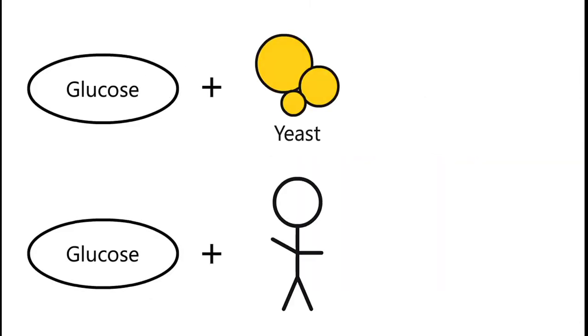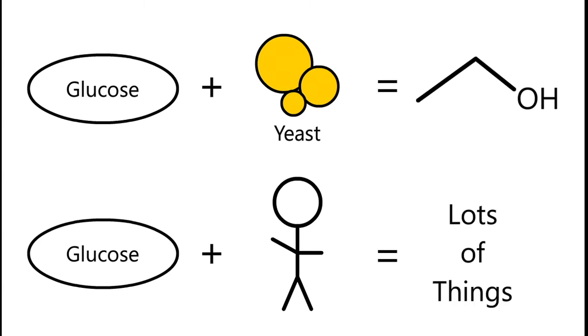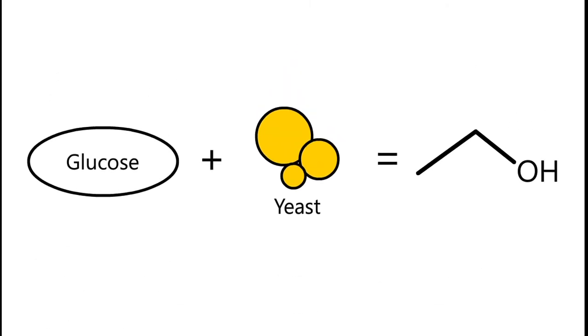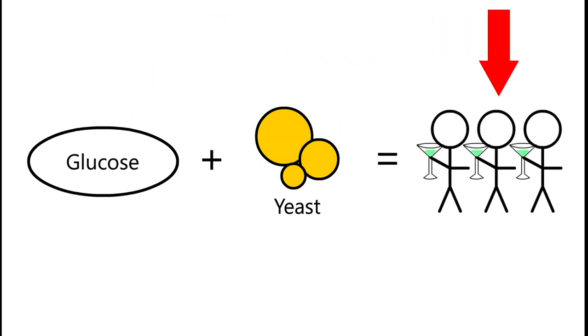Glucose is a carbohydrate that is used as energy in the majority of living organisms. But the way that different organisms break down that glucose differs. When brewer's yeast consumes glucose, it produces ethanol as a byproduct of a process called fermentation. So, producing alcoholic beverages should be pretty easy. Take glucose, give it to yeast, and boom, drinks for everybody.